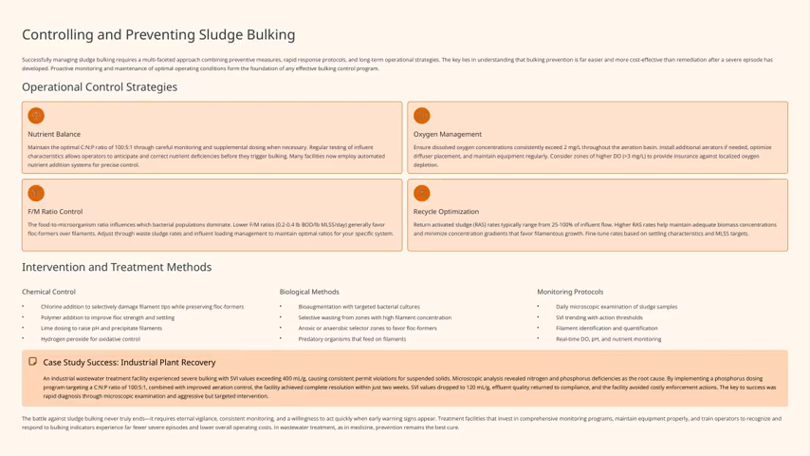Maintaining the right nutrient balance is crucial. We aim for a ratio of about 100:5:1, which we can achieve through regular testing of influent characteristics and, if needed, adding nutrients carefully and precisely. Many facilities now use automated systems for this.